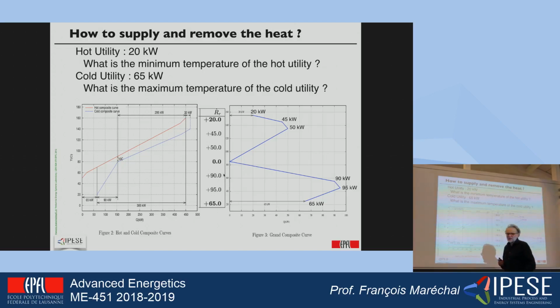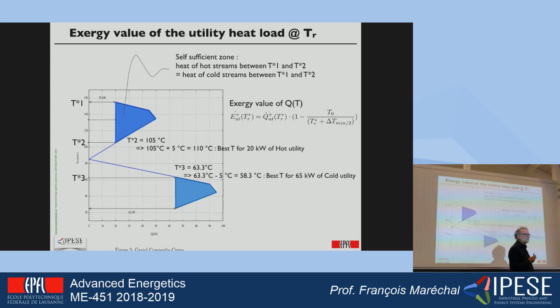So the consequence of it is that in fact, the ground composite can be divided into some sections, and the blue sections here and here, in fact, do represent what we name the self-sufficient zone. It's a zone in which the heat of the hot stream is equal to the heat of the cold stream, and this is identified by drawing a vertical line here. Okay, so those self-sufficient zones allow me to say that any temperature above the temperature of T2 here is sufficient to supply the heat of the 20 kilowatt that are identified.